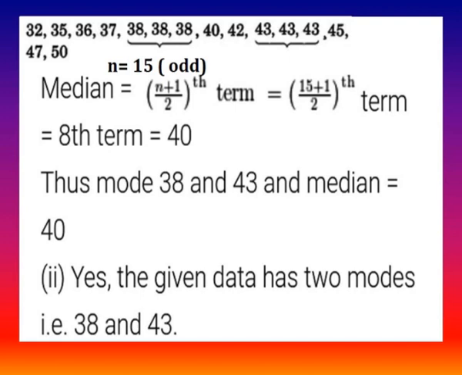Next we have to find the median. Here the data is arranged in ascending order and the number of observations is 15, that is n is equal to 15, which is odd. So the median is equal to the (n plus 1) by 2th term, that is (15 plus 1) by 2th term, that is the 8th term. Here in ascending order, the 8th term is 40. Therefore, the median value is 40. Thus, the mode values are 38 and 43 and the median value is 40.